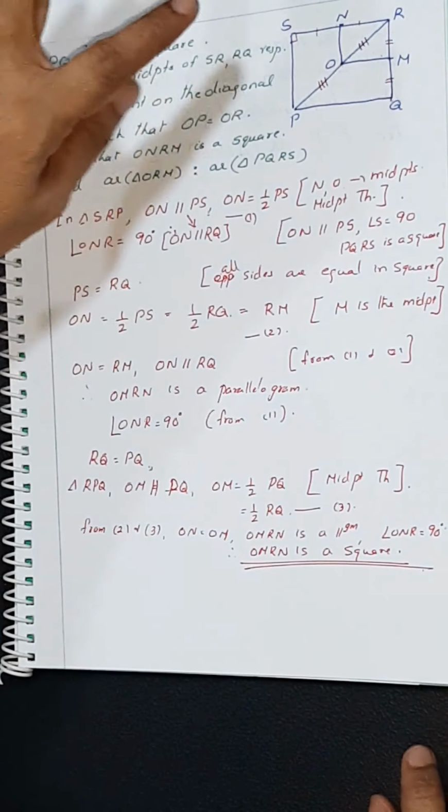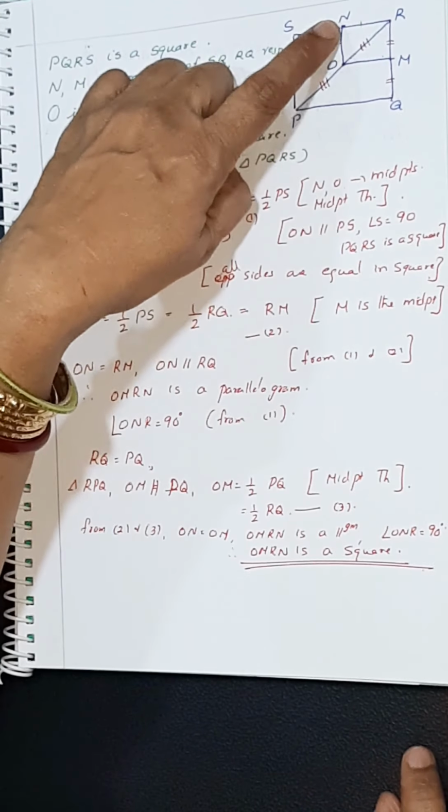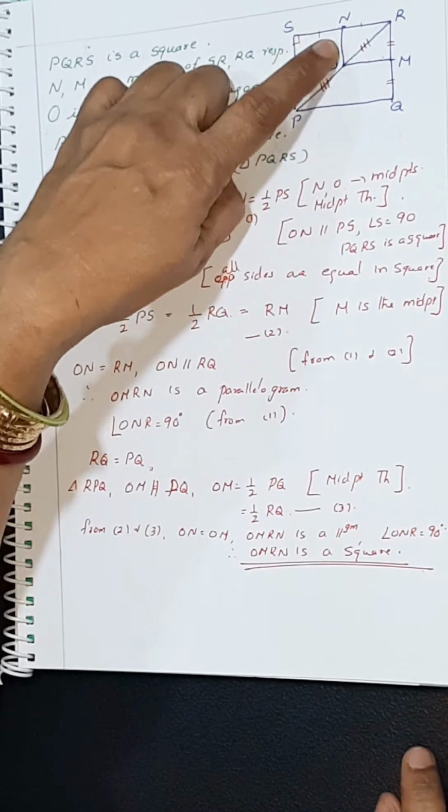Hope you understood. We simply use the midpoint theorem to prove ON is parallel to SP and half of SP. SP and RQ are equal, therefore ON is equal to RM, and these two are parallel, so ONRM is a parallelogram. Since these two are parallel, this is 90 degrees. Now since we have to prove it is a square, we have to prove all four sides are equal.